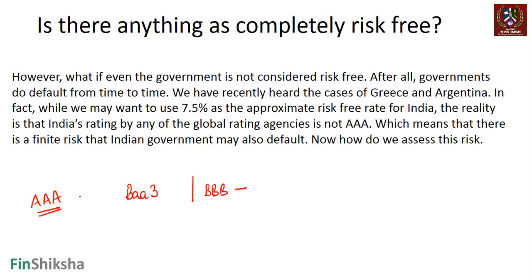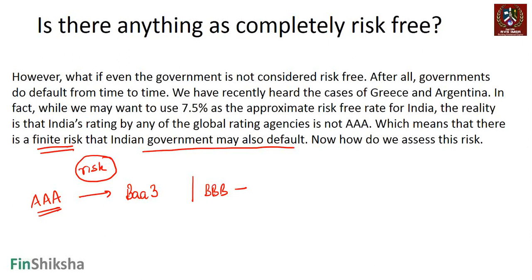Now there is a difference between this, and the difference is in terms of the risk, which basically means that there is a finite risk that all these rating agencies believe that the Indian government may also default. Now, unless we find what is the quantification of this risk, we cannot really come back and say what is the exact risk-free rate for India. That's not possible for us, right?